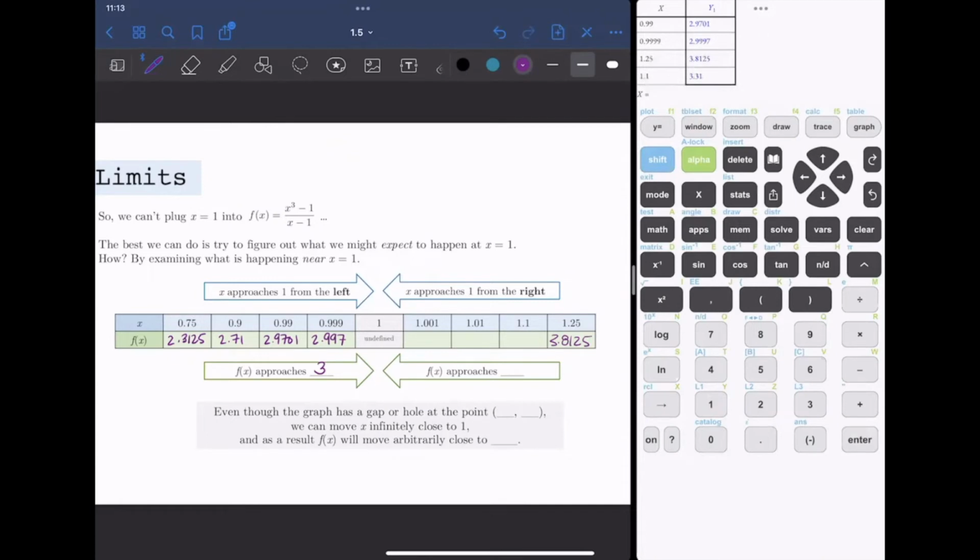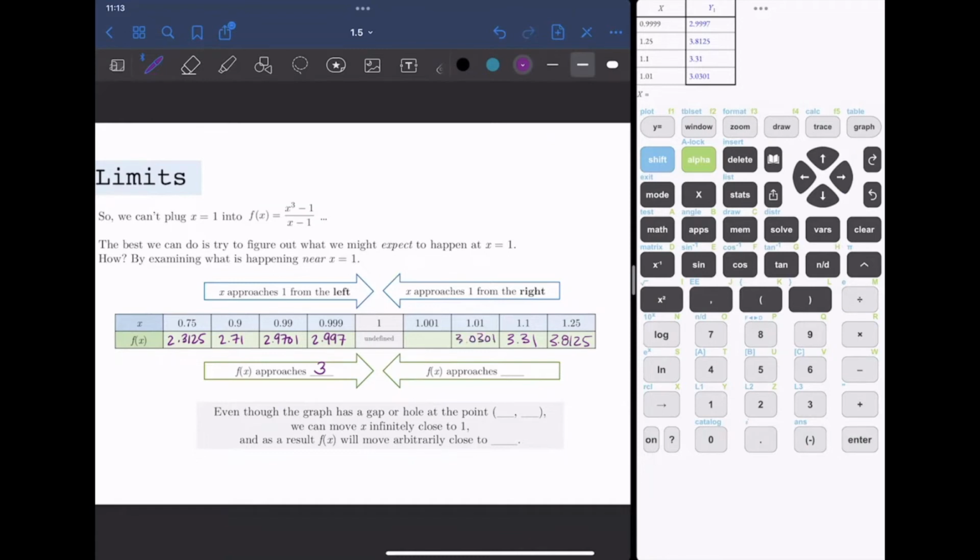If we substitute that into the table here, we get a y value of 3.31. Okay, we can do even better. We can get closer to 1. So 1.01 would be a little bit bigger than 1, but closer than 1.1. So we'll substitute that in for x. Okay, this comes out to be 3.0301. And we can do even better.